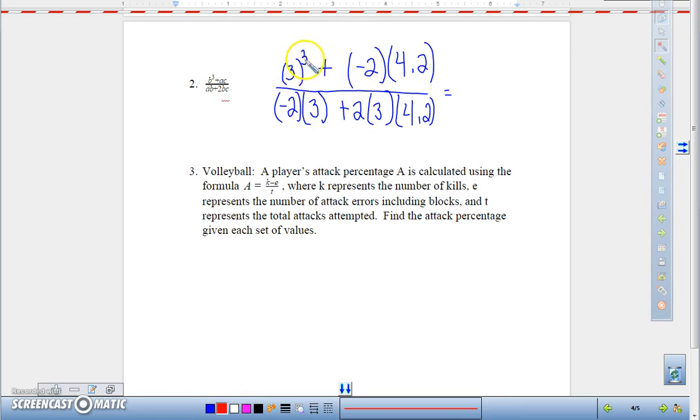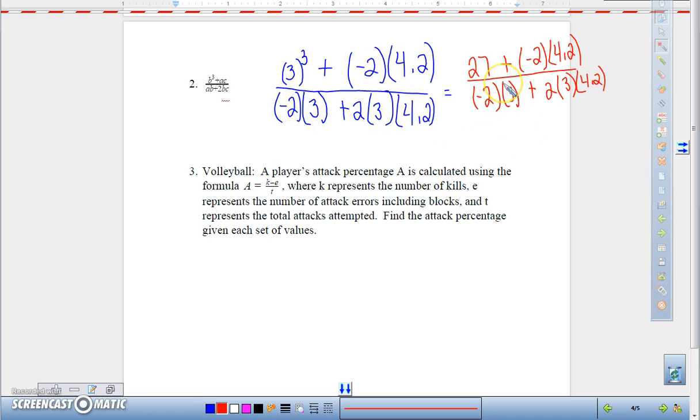And so the very first thing you do is 3 cubed, where we get 27, plus, and then we're going to rewrite the problem, -2 times 4.2 all over -2 times 3 plus 2 times 3 times 4.2. So we finished our parentheses, we finished our exponents. The next thing we have to do is multiply and divide left to right. Remember that division, that fraction bar right here is the same thing as a division bar. Fraction bar, division bar, same thing.